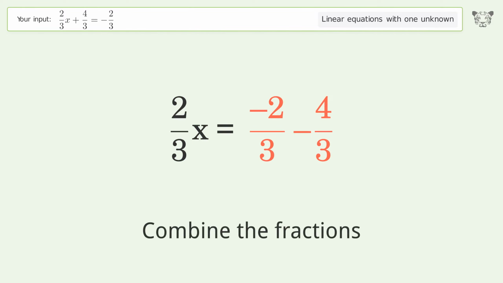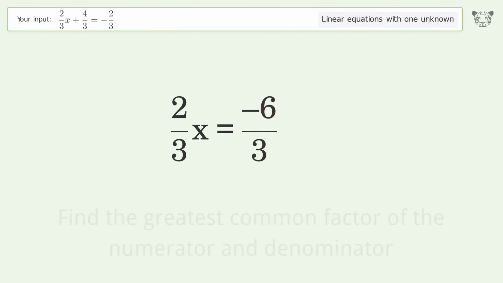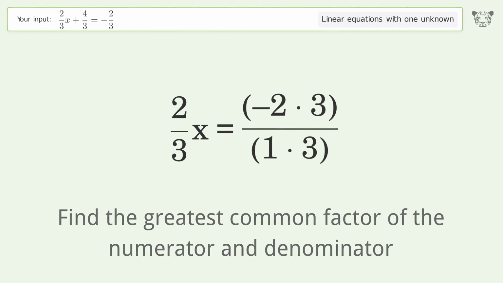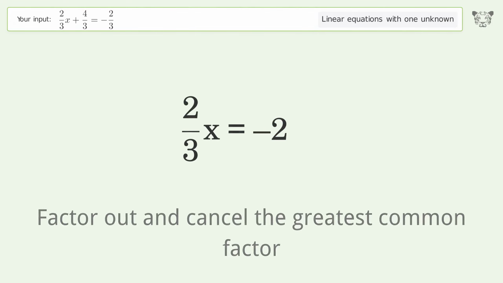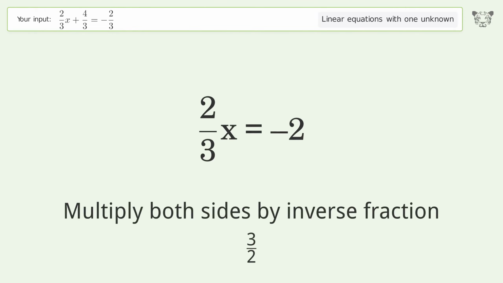Combine the fractions. Combine the numerators. Find the greatest common factor of the numerator and denominator. Factor out and cancel the greatest common factor. Isolate the x. Multiply both sides by inverse fraction 3/2.